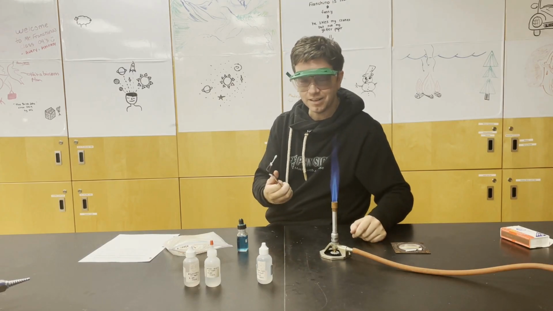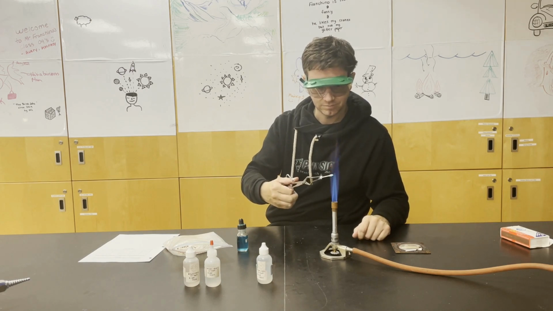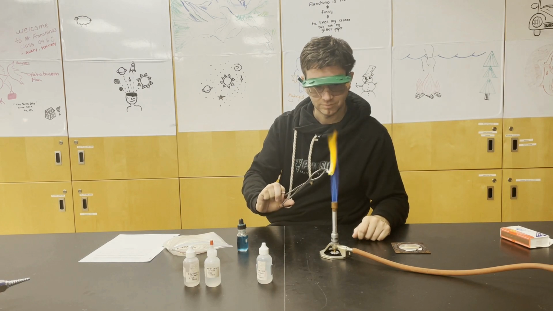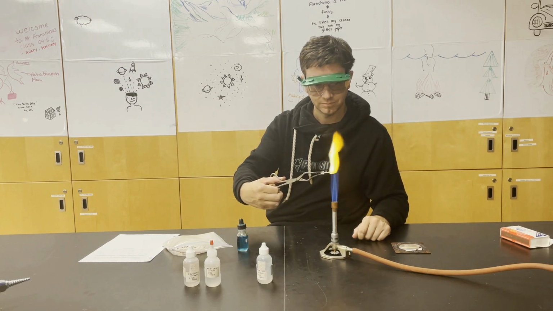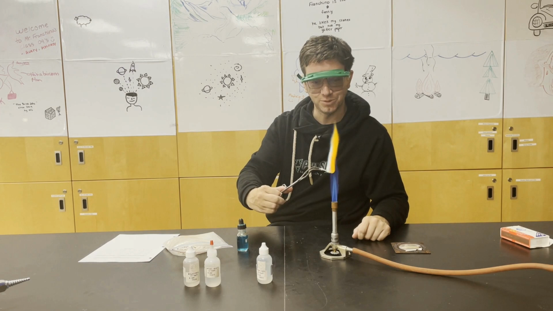Okay, the next metal ion we're testing is copper. See, we're starting to get a really nice blue color there. Okay, so you can do the calculations on that one on your own.